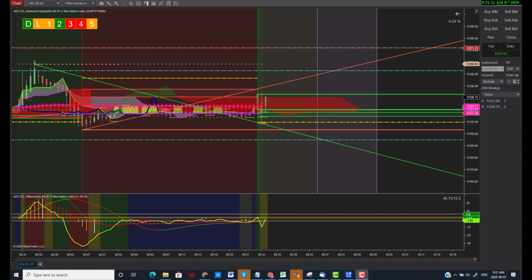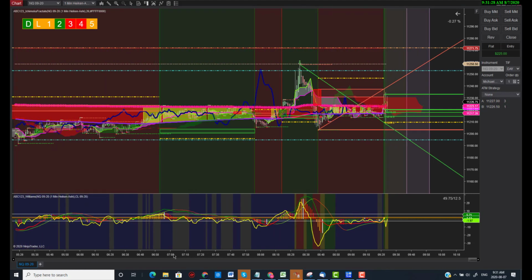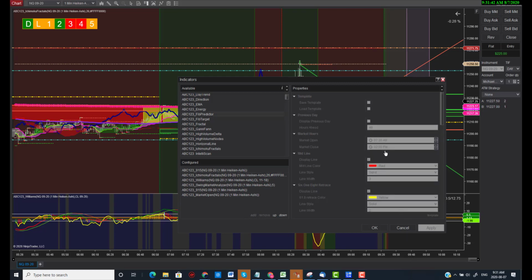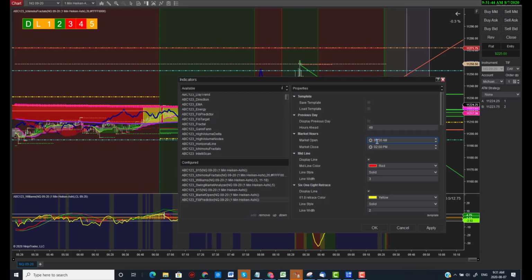The market just opened. And what I want to show you is we knew where the support and resistance were last night. And actually, I'm going to add one more indicator here. I like my fib retrace or my fib predictors, and the reason why. Let's go add a fib predictor. I've got to switch it to Eastern Standard Time.